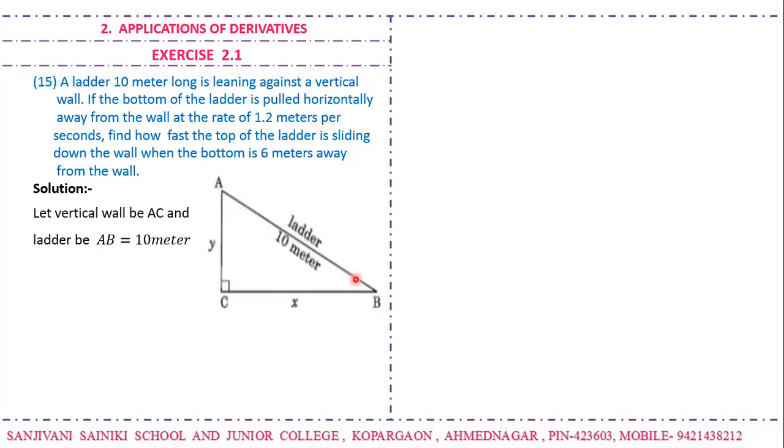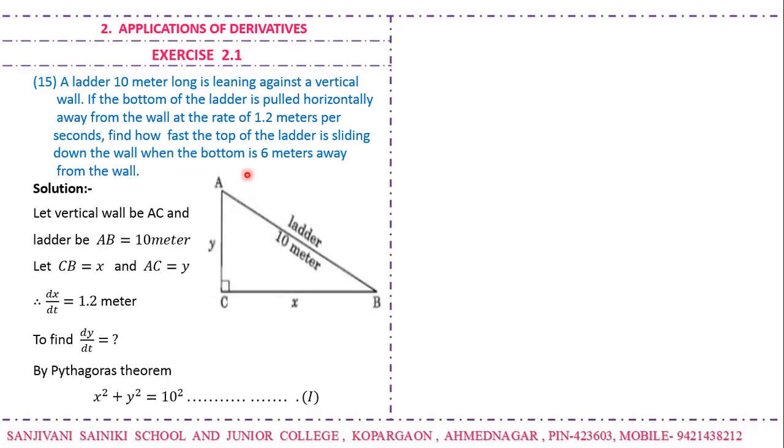This is the ladder whose length is 10 meter. And we are taking the bottom of this ladder away from the wall. So the top of the ladder will gradually come down to the bottom of the wall. So this AC is the wall and AB is the ladder whose length is 10 meter. So dx by dt means rate of change of going away from the wall is 1.2 meter per second. Now we want to find dy by dt.